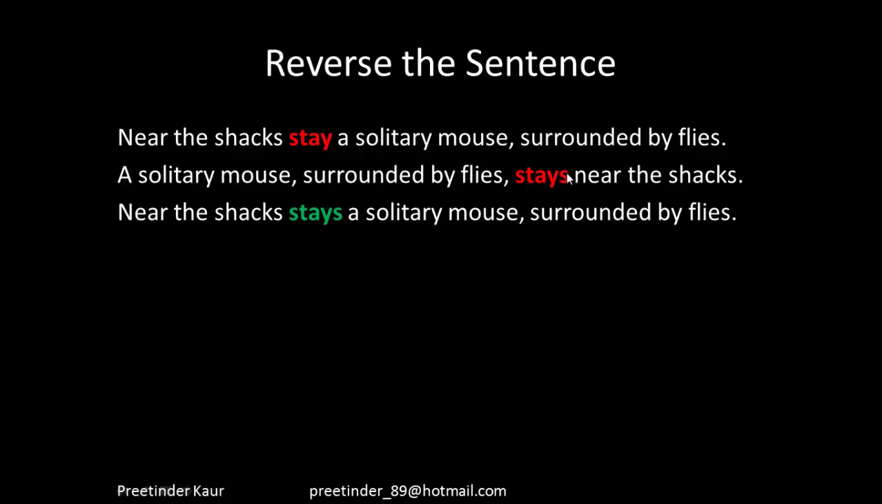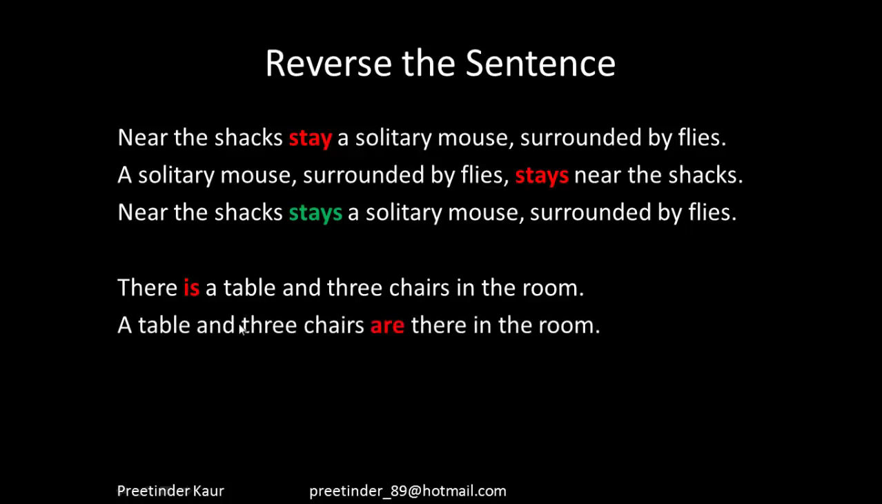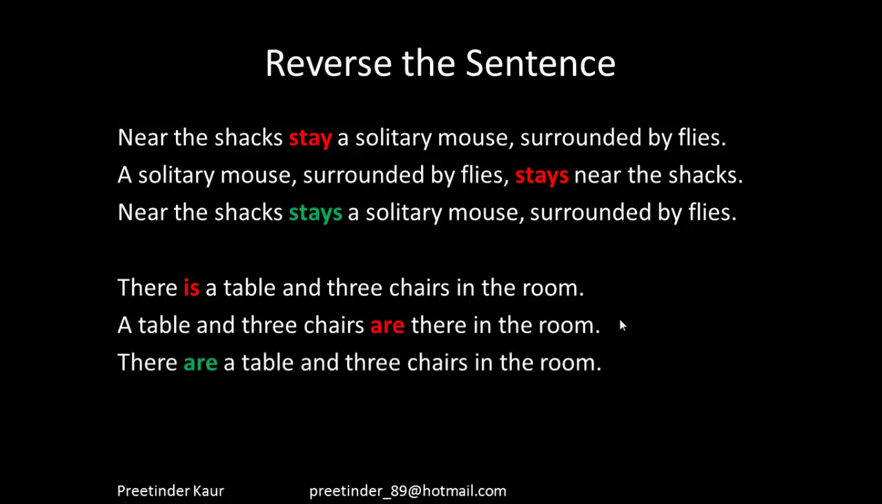Let me give you another example. There is a table and 3 chairs in the room. Now it might sound confusing that we are using and, however we are starting with a table. So should we use is or should we use are? Again, we have to reverse the sentence to check whether it has to be is or are. So when we reverse it, it becomes a table and 3 chairs. Now the end product is plural, so we are going to use are. A table and 3 chairs are there in the room. Right? Now we come back to the sentence in the original form and replace is with are. There are a table and 3 chairs in the room. Right? Let's go to the next topic.